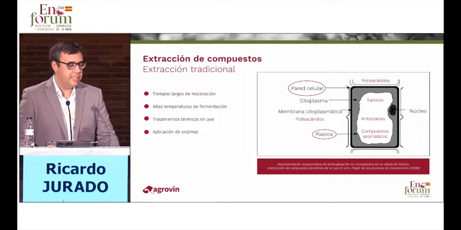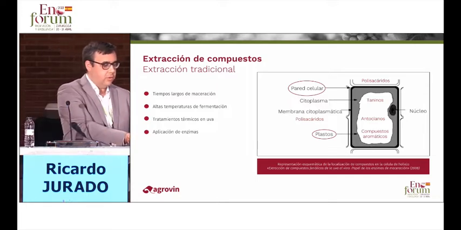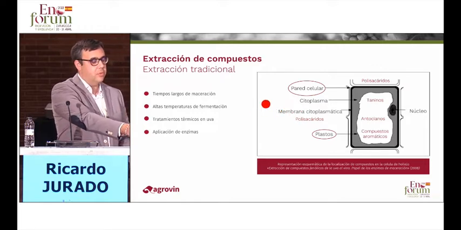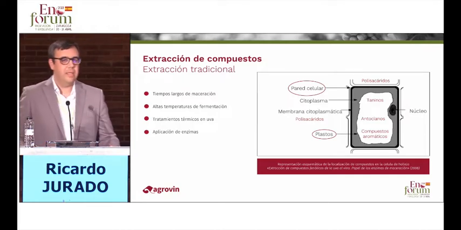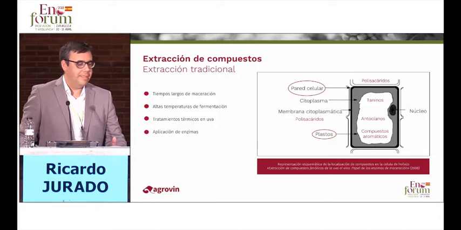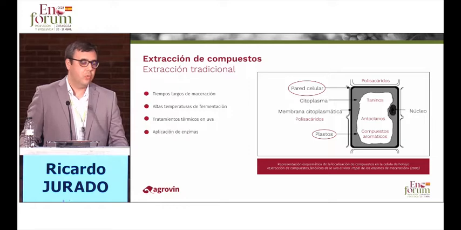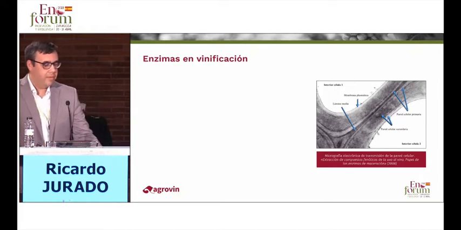So, traditionally, the enologist has been using a series of resources, such as the ones you see here, to improve or lengthen the maceration times, to use high fermentation temperatures or thermal treatment on the grape. And of course, the case that we are going to explain today is the use of enzymes.